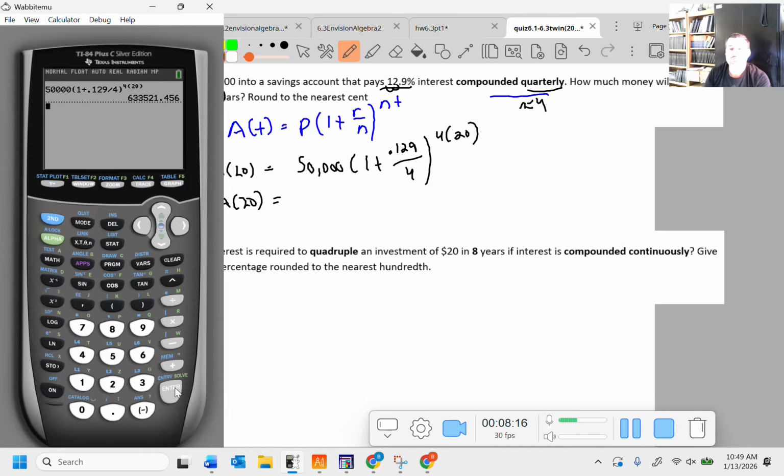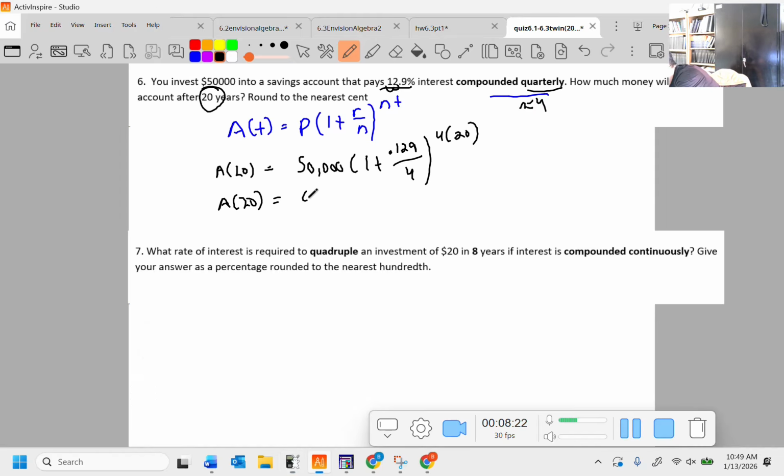There you go. $633,521.46. 633,521 and 46 cents. Pretty cool. 12.9% interest. You borrow every dollar you can and you invest.